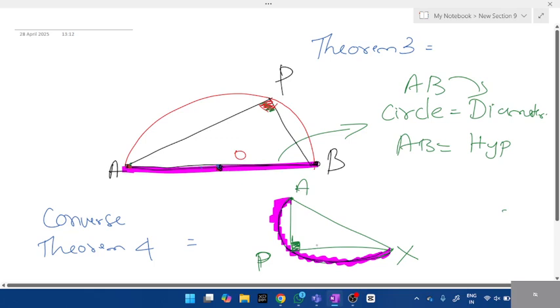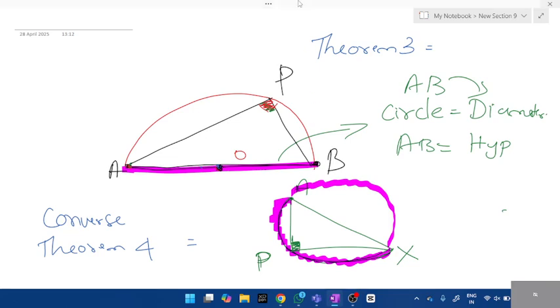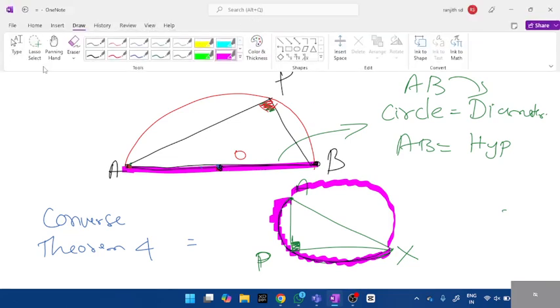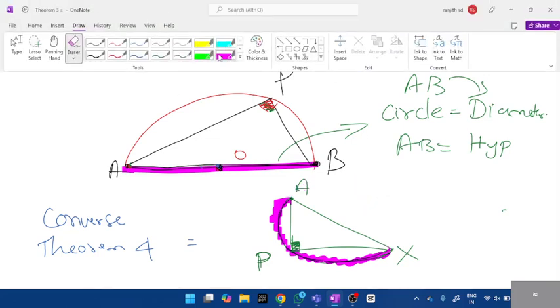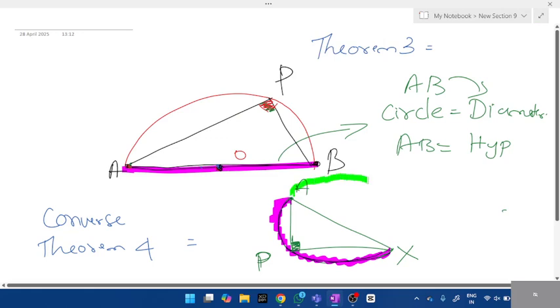Okay. In the second diagram, tell me what is the diameter. Look, if you want, I'll complete this circle. I'll complete the circle like this. Semicircle, green plus pink, both together form a circle. Okay, now tell me what is AX with respect to the circle. Diameter.